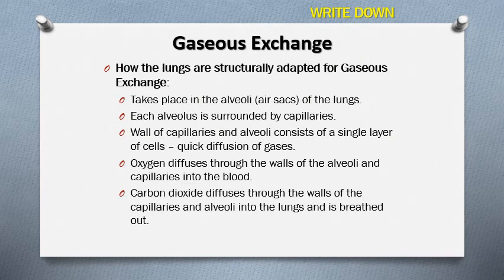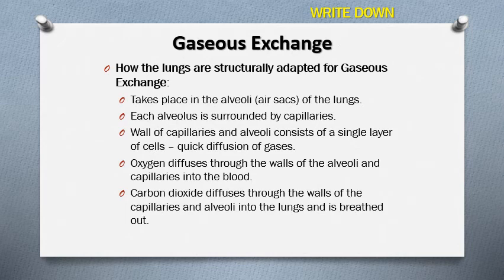Okay, so guys, you can write this down and let's talk about how the lungs are structurally adapted for gaseous exchange. So we obviously have the alveoli, and that is where gaseous exchange takes place. So these are the air sacs of the lungs. Each alveolus is surrounded by capillaries, and so they're very, very closely related to each other. The wall of the alveoli lies directly against the capillary and allows for gaseous exchange.